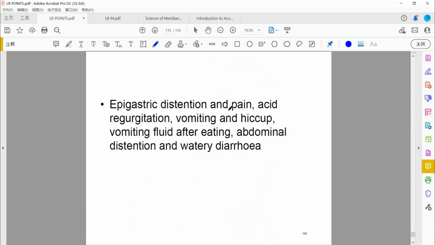Also, epigastric distension and pain. That's the stomach. Epigastric region, that's the stomach. Hypochondriac, liver, gallbladder. Acid regurgitation, right? The stomach qi. Vomiting and hiccup. Vomiting fluid after eating. Abdominal distension and watery diarrhea. Right, that's the liver attack. Stomach, there will be some manifestation like this.